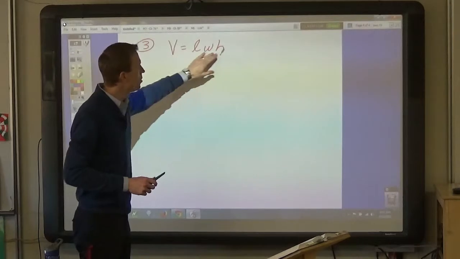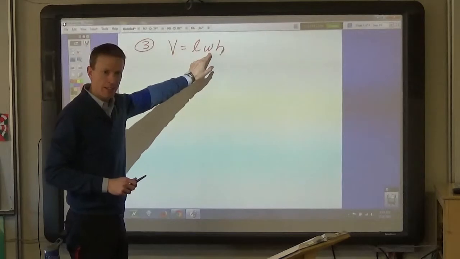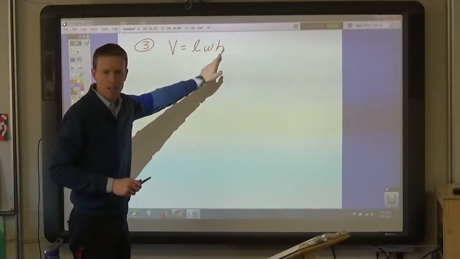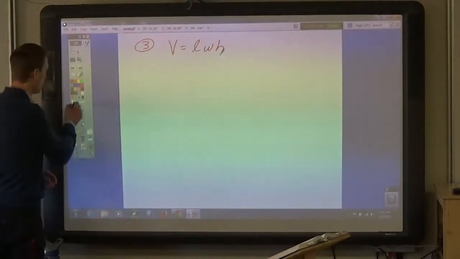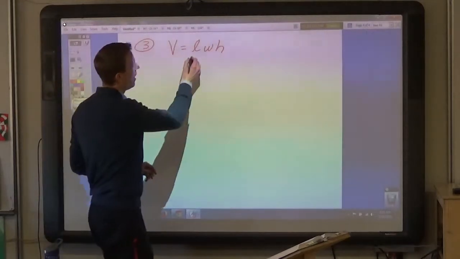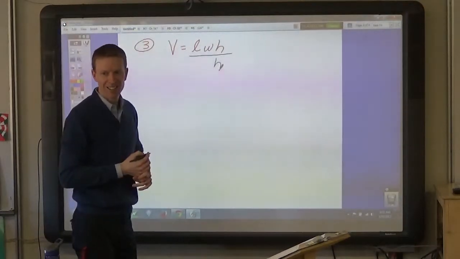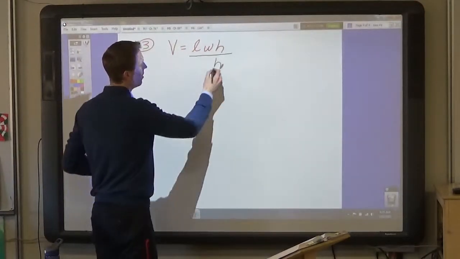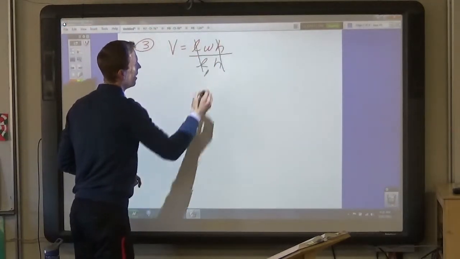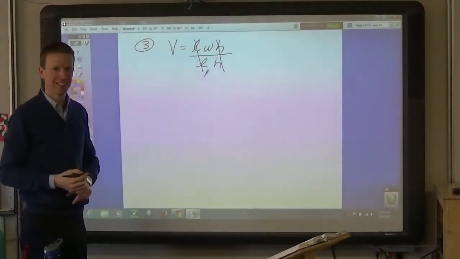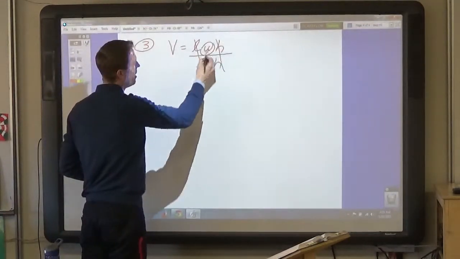So, what can we do to this formula in order to leave the width on this side, but cross out the length and the height? Chase? Divide by h. And what else do we need to cross out? Divide by l. That crosses out the h's and the l's. Okay? Then we're left with the w.